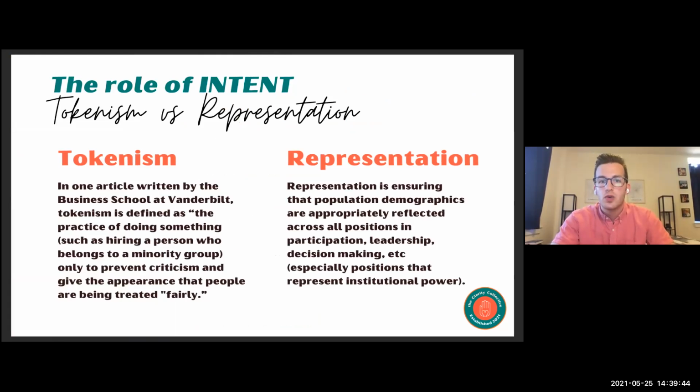Awesome. So one thing to remember throughout all of this, and we've hinted on it throughout the presentation, is that intent is so important, and recognizing the difference between tokenism and representation is really crucial. So first, yay, more definitions. What are these? Tokenism, you've probably heard this word thrown around, particularly in the DEI world. Do you actually know what it means? The answer is it depends on the context, because again, it really boils down to intent. One article written by the business school at Vanderbilt said tokenism is the practice of doing something, such as hiring a person who belongs to a minority group, only to prevent criticism and give the appearance that people are treated fairly.